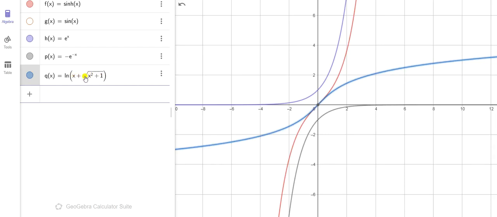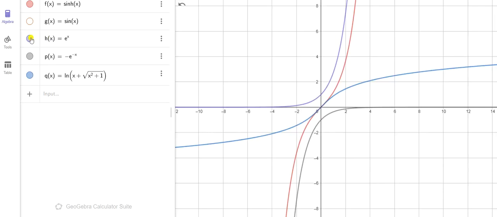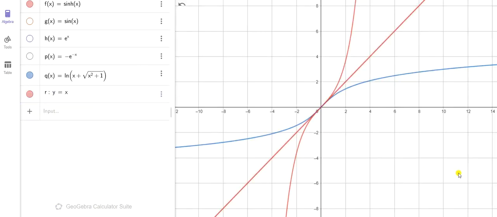And because x squared plus 1 will always have a square root which is larger than x, even if x is a negative number, we'll still be doing ln of a positive value. And that's why this is defined for all values. You can see that this curve, if I get rid of the e to the x's, is the perfect inverse of this one, which is what you would expect. They are reflections in the line y equals x.